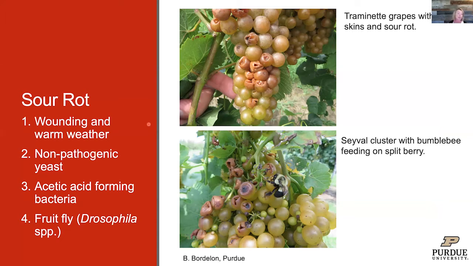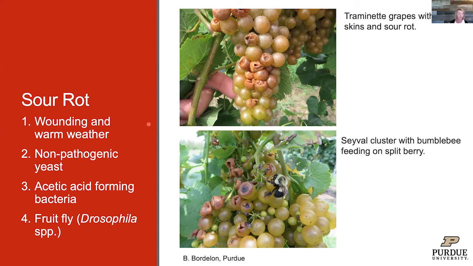Basically they've broken it down that you need the following 4 things in order to have sour rot occur. You need to have a wound, and that wound can be from an insect, it can be from a bird, it can be mechanical, that occurs during spraying. Any type of wound can initiate this process and initiate sour rot. The other thing is that it's associated with warmer weather, so it's generally less likely to appear in cooler weather.